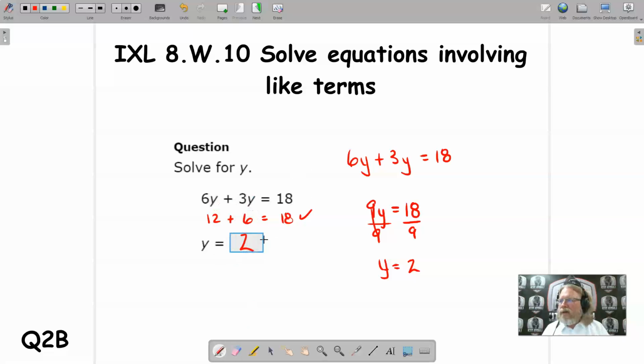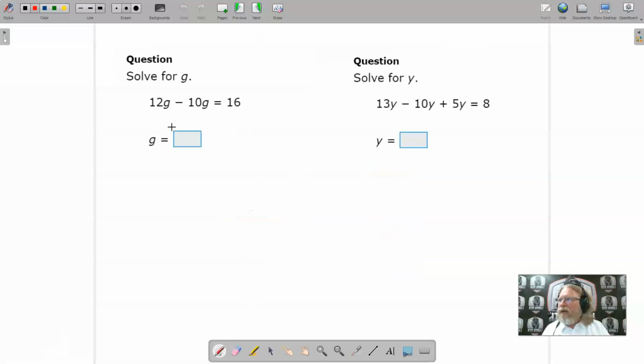All right, moving on to the next one. We have 12g minus 10g equals 16. So if I have 12g's and I take away 10g, what am I going to have left? Well, hopefully you're saying, I'm going to have 2g left over because 12 minus 10 is 2. So I've got 2g equals 16.